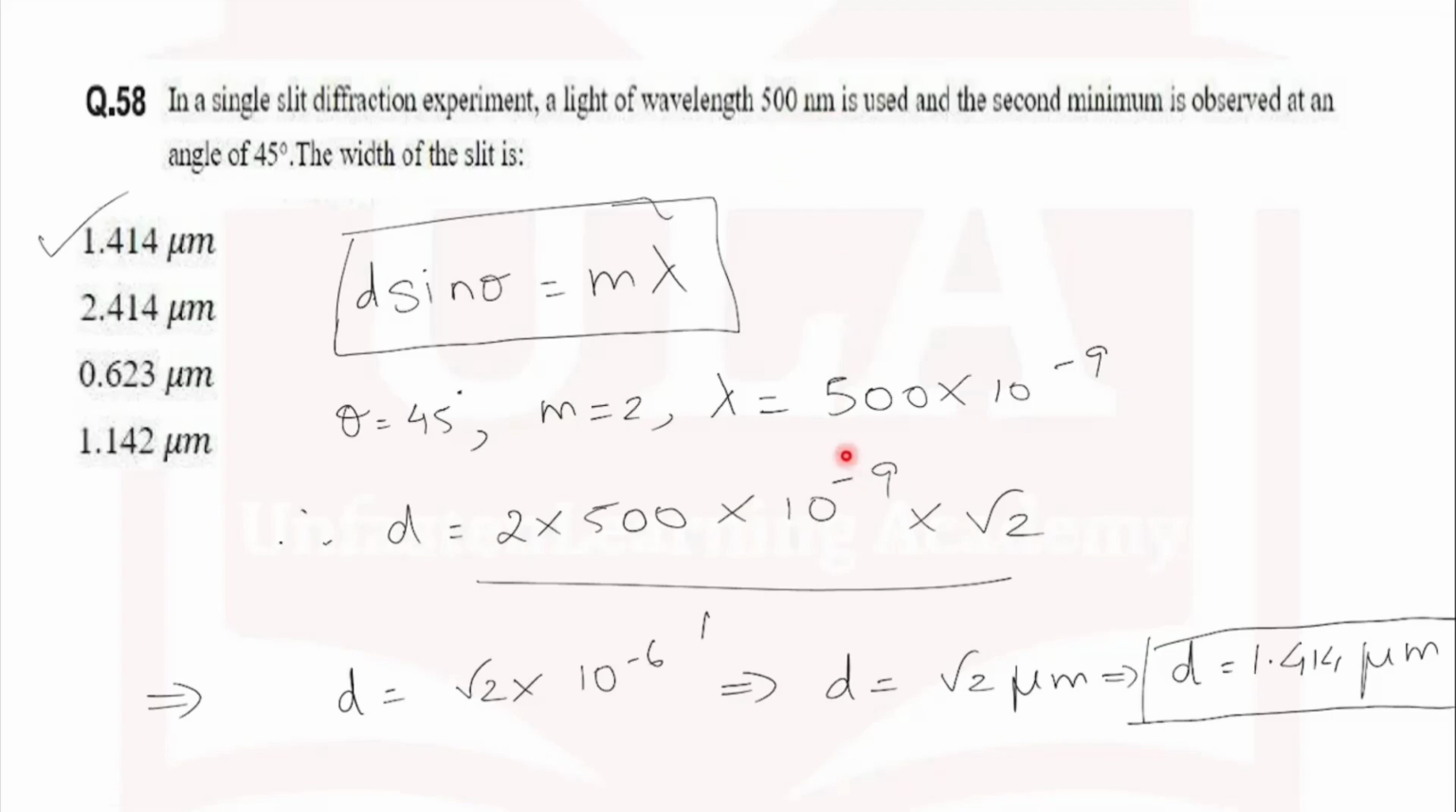So it will be lambda is equal to 500 into 10 to the power of minus 9 meter. Now if you just substitute it directly in the formula, you will get d is equal to root 2 into 10 to the power of minus 6. So that is nothing but d is equal to root 2 micrometer. So root 2 value is nothing but 1.414 micrometer. So option A is the right answer.